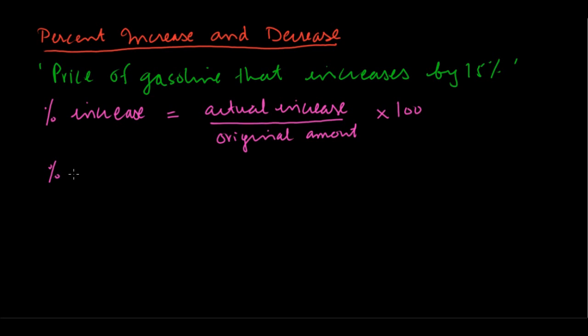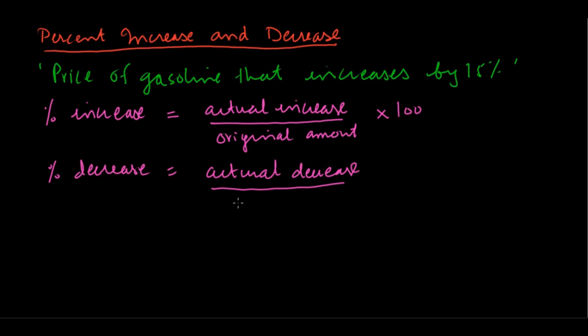For percent decrease, take the actual decrease and again divide it by the original amount times 100. Sometimes books will also write percent here just to denote that the end result is a percentage.